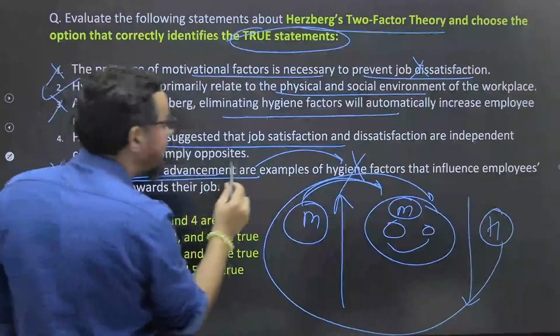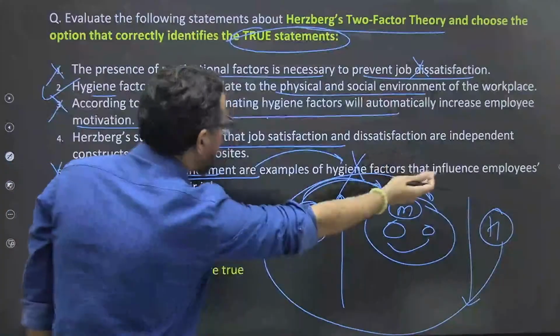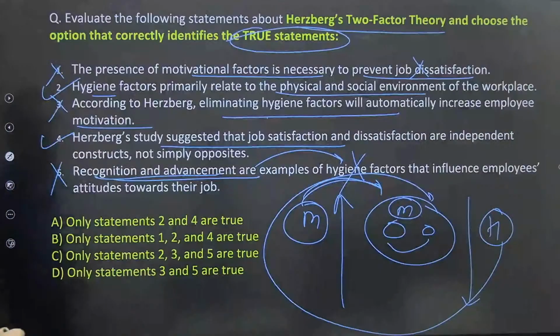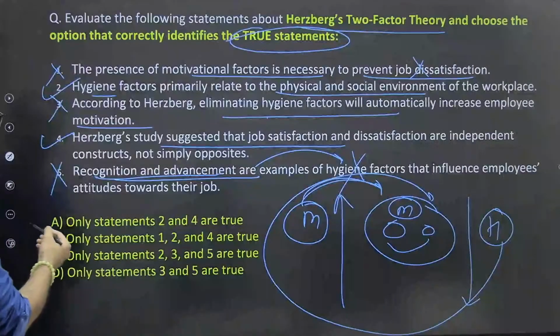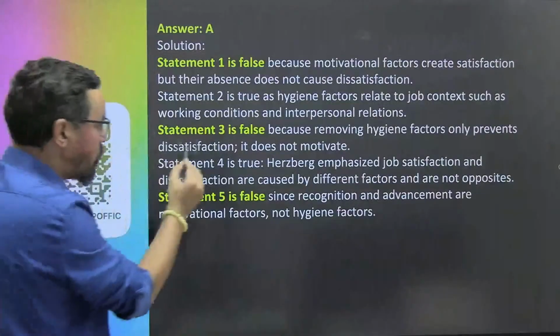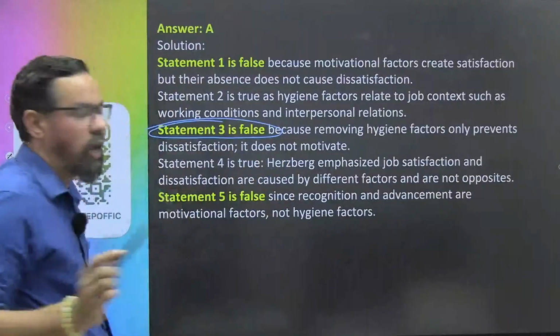Heidelberg study suggests that job satisfaction and dissatisfaction are independent constructs, not opposite. True. So 2, 4, what should be our correct answer for this one? A. Only 2 and 4. A should be the right answer for this one. So you got this statement, guys. I got one query also.